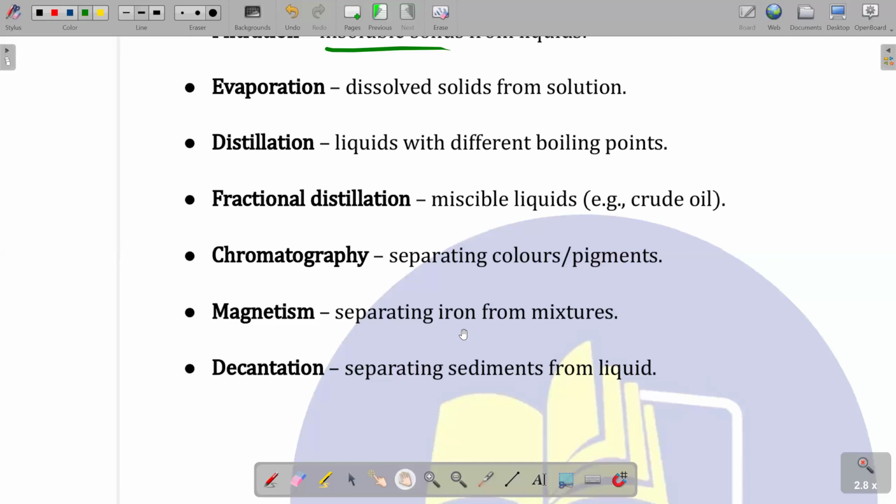So we're going to stop here. So this is like a full revision on the basic introduction to matter.